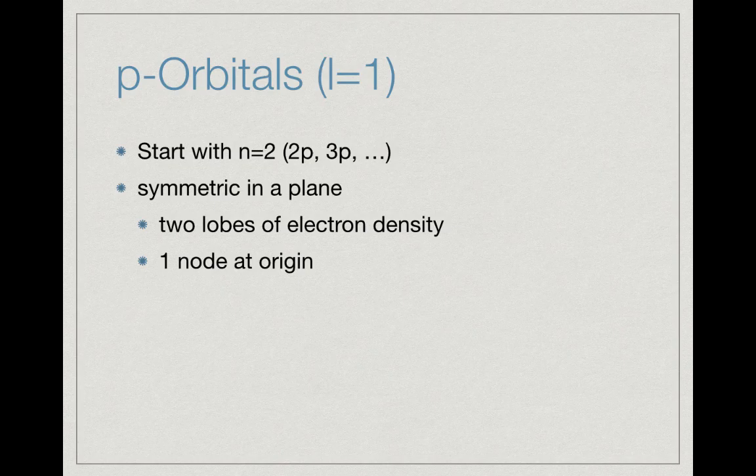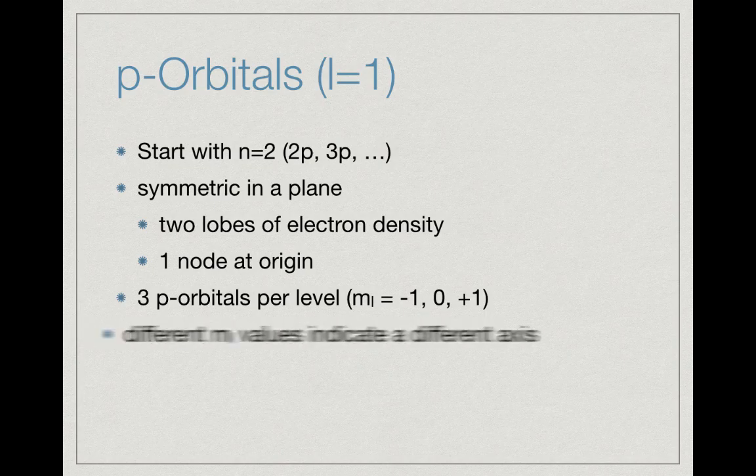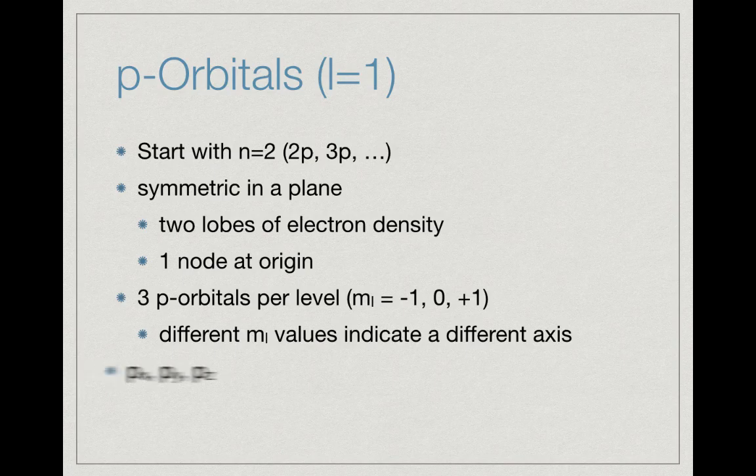There are 3 p orbitals per level, and that's because we have an L of 1, which means we can have an m sub L of -1, 0, and +1. These indicate a different axis. So we have 3 different p orbitals that all lie along a different axis: a px, a py, and a pz. But they are identical. They're just pointed in different directions. Let's take a look and see what they look like.